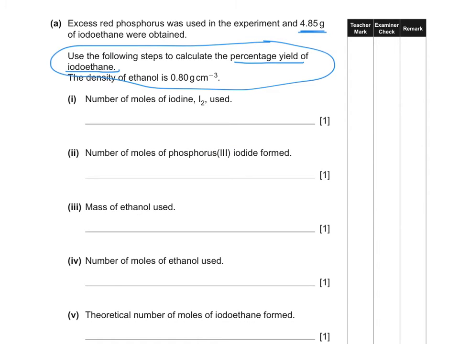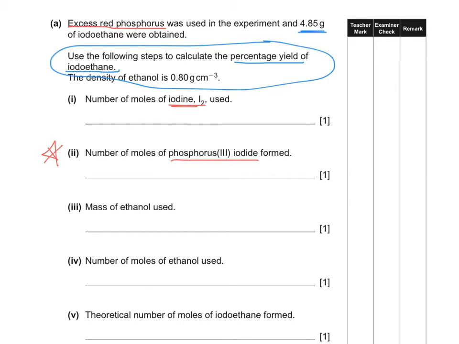Now the next part of the question asks us to calculate the number of moles of phosphorus iodide formed. Now usually we would have to work out which is the limiting reactant, because in the first part of the question we were told how much phosphorus was used, but we can read in the question here that excess red phosphorus was used in the experiment. So that means for our first equation we can assume that iodine is our limiting reactant. So the number of moles of iodine that we worked out previously we can take as the limiting reactant and use that to work out how many moles of phosphorus iodide were formed.